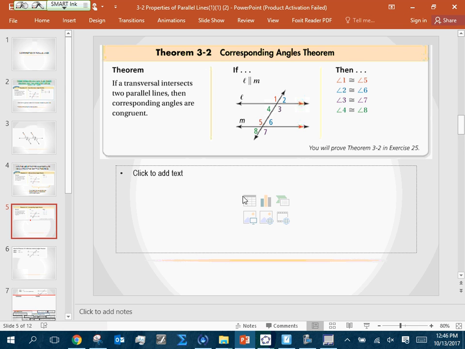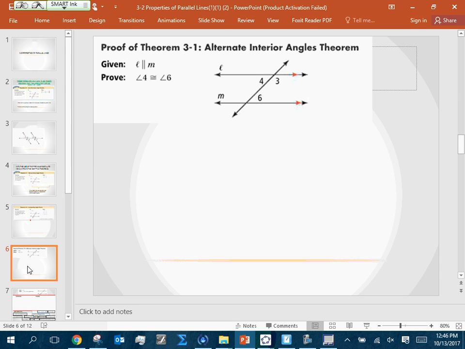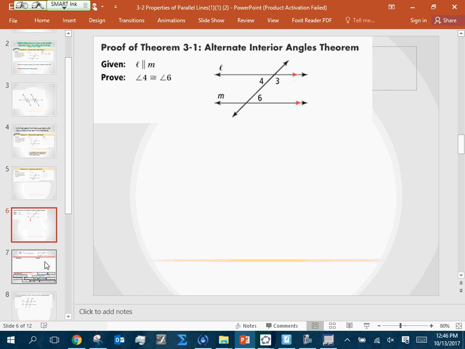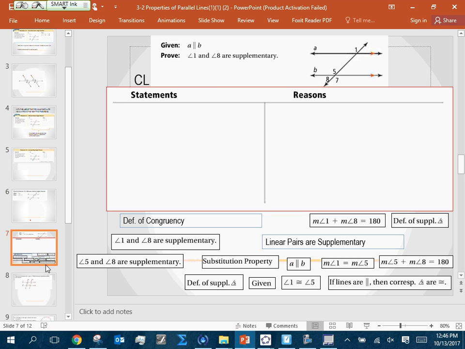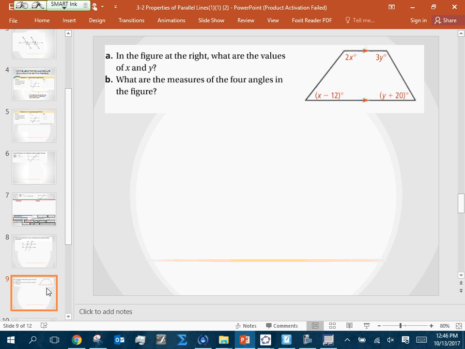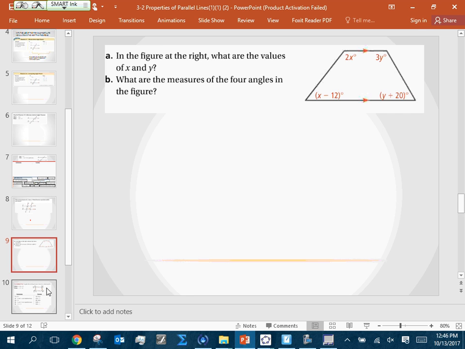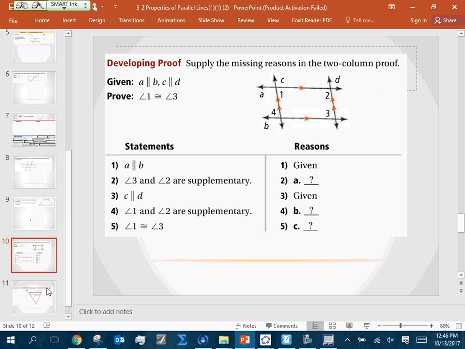Got to skip over some of this stuff, a couple proofs in here. We'll come back and do that one again.